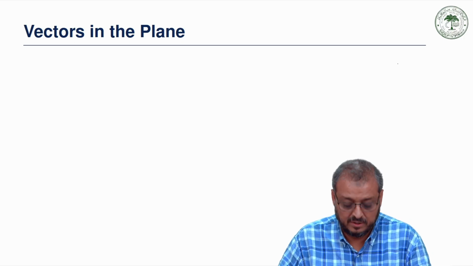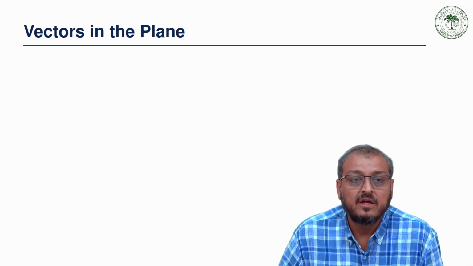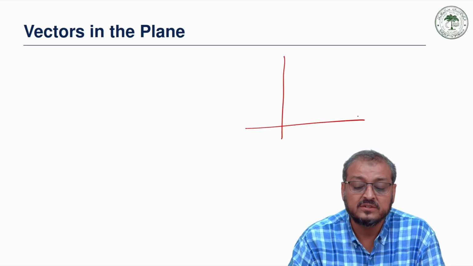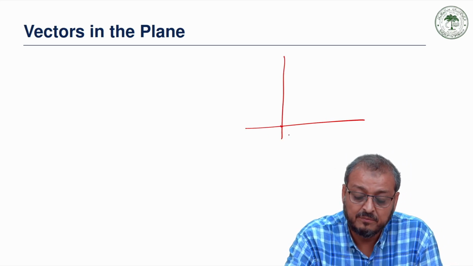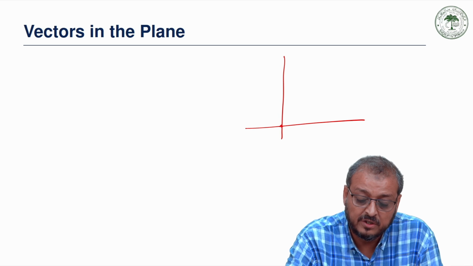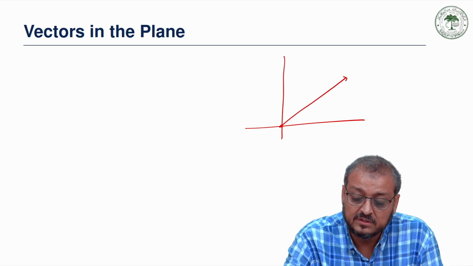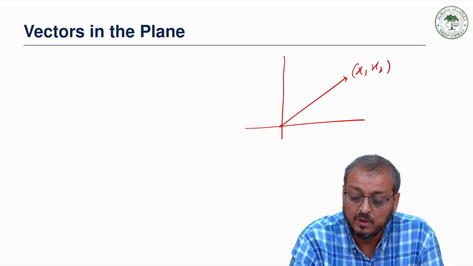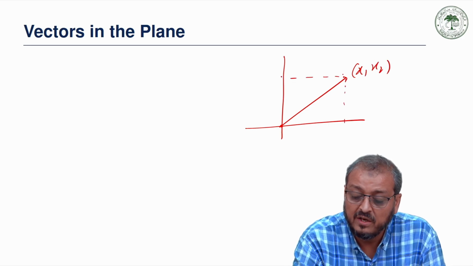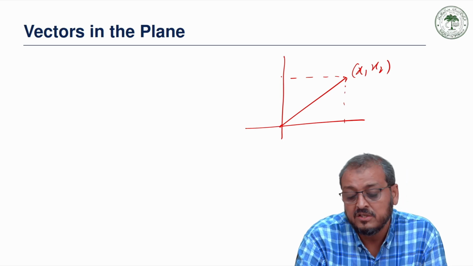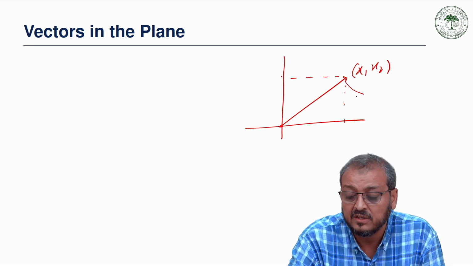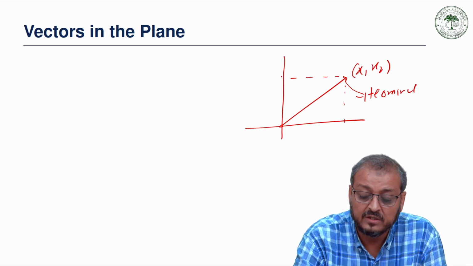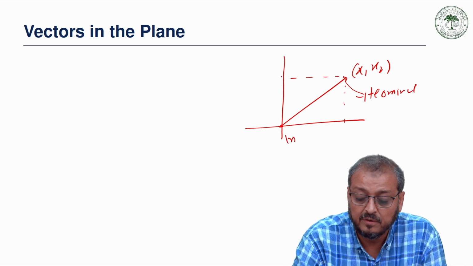Vectors in a plane: we are working in a plane, we have an x axis and a y axis, and there is an origin. Then there is a line segment from the origin to the terminal point. Suppose we have a point A with coordinates x1 and x2. This is the origin, this is the initial point, and this is called the terminal point.